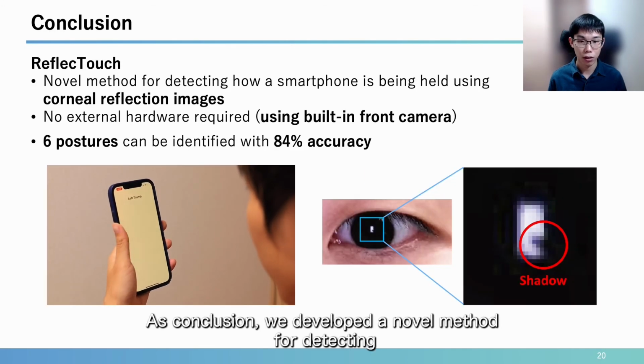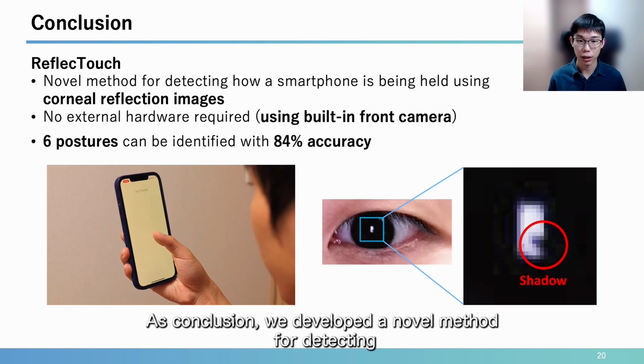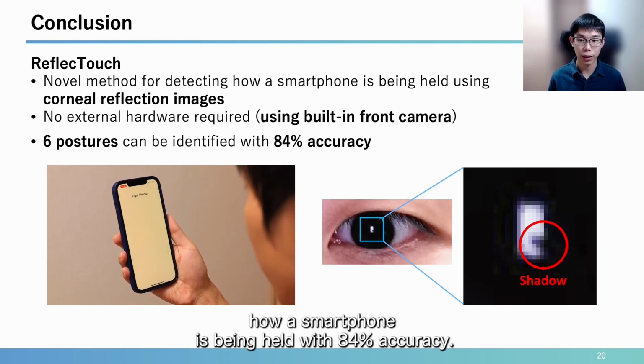As a conclusion, we developed a novel method for detecting how a smartphone is being held with 84% accuracy.